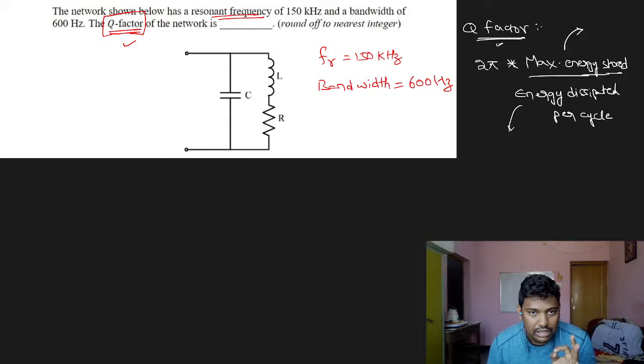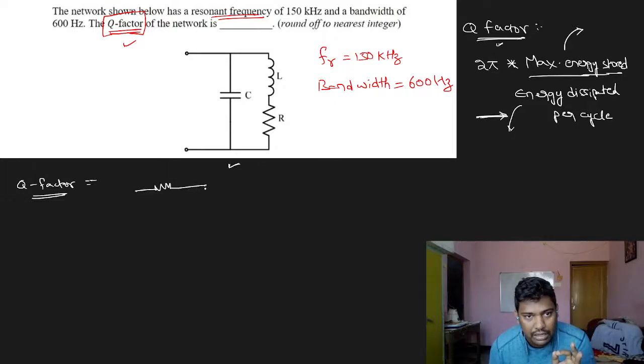As per the circuit given, it is a parallel RLC circuit. Now what we have to do is create a generalized formula, a relation between resonant frequency, Q factor and bandwidth. The base formula we got is Q factor equals 2 pi into maximum energy stored divided by energy dissipated per cycle. Now let me take some examples.